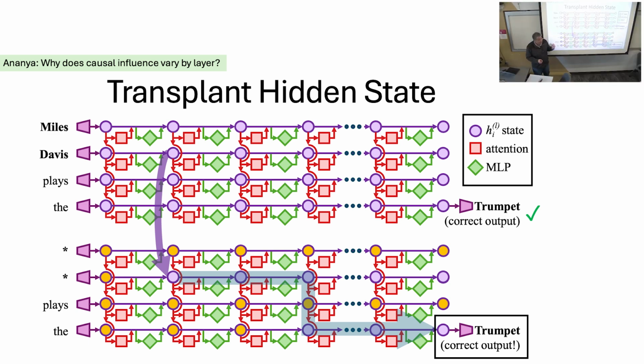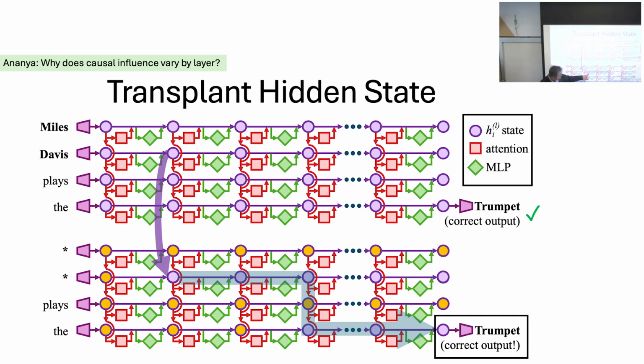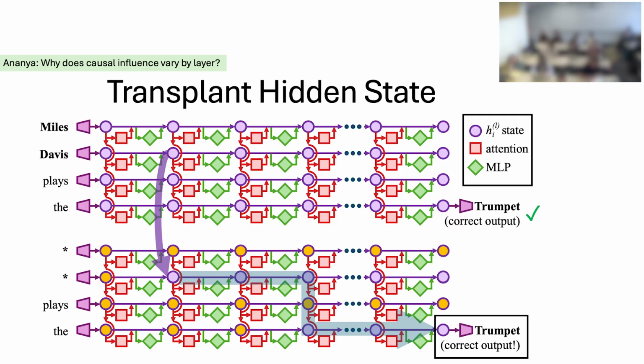Now, you can do causal mediation analysis on any subset you want, and there are people who do very fancy things. You could take one of these wires and patch it over. There are some experiments in other papers that bring over one of these attention wires and patch it over. You can bring over just the MLP wires. I'll show you one of those in a minute.